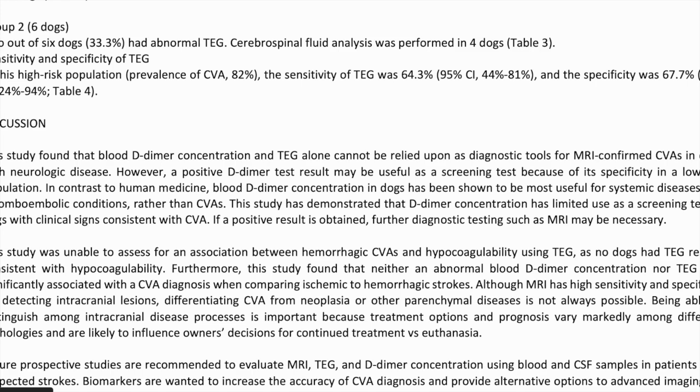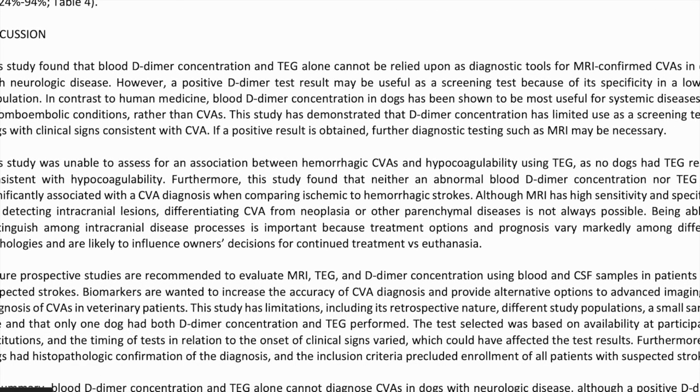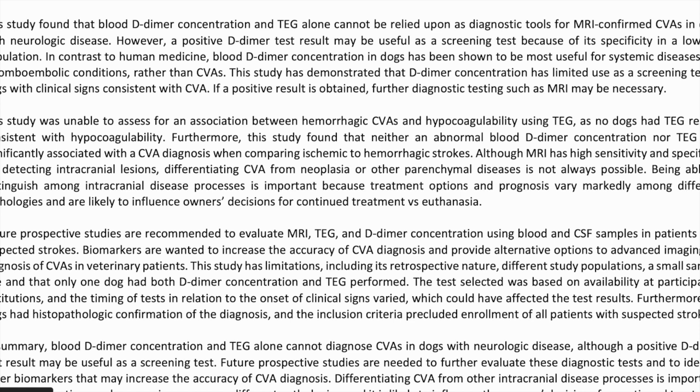Table 4. Discussion. This study found that blood D-dimer concentration and TEG alone cannot be relied upon as diagnostic tools for MRI-confirmed CVAs in dogs with neurologic disease. However, a positive D-dimer test result may be useful as a screening test because of its specificity in a low-risk population. In contrast to human medicine, blood D-dimer concentration in dogs has been shown to be most useful for systemic diseases and thromboembolic conditions, rather than CVAs. This study has demonstrated that D-dimer concentration has limited use as a screening test in dogs with clinical signs consistent with CVA. If a positive result is obtained, further diagnostic testing such as MRI may be necessary.